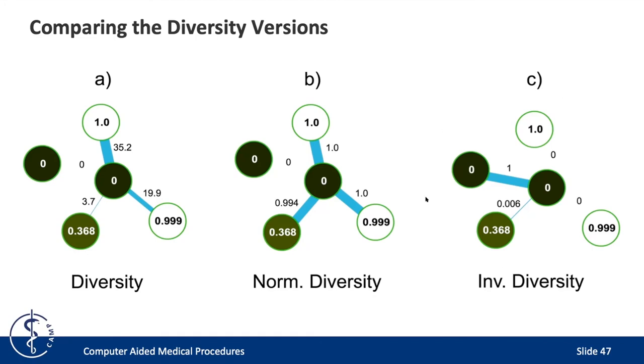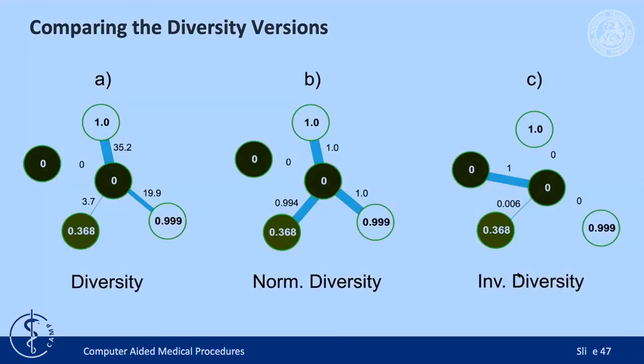So in the inverse of the diversity, we can see the opposite behavior, as expected. For elements that are different, for example, expectation zero and expectation one, this is assigned a weight of zero. Similar for these two nodes here. For elements that are exactly the same, we have a weighting of one. We have the biggest weight possible with this version of the diversity.